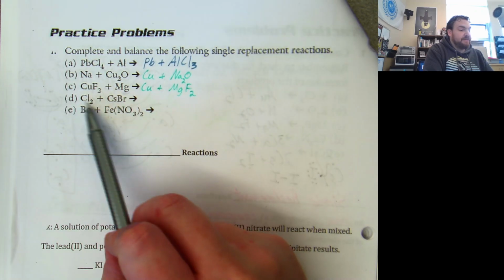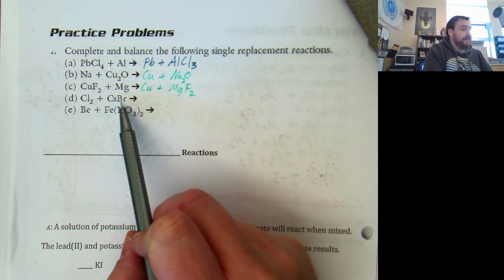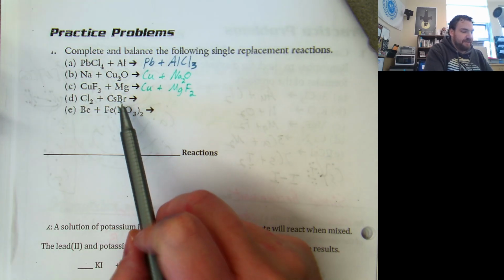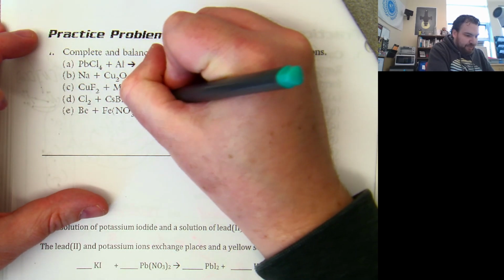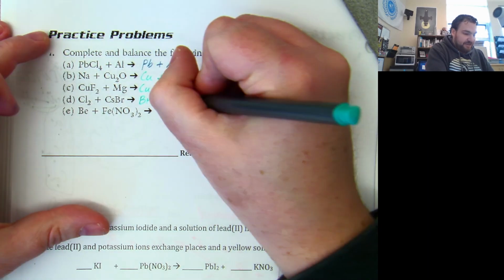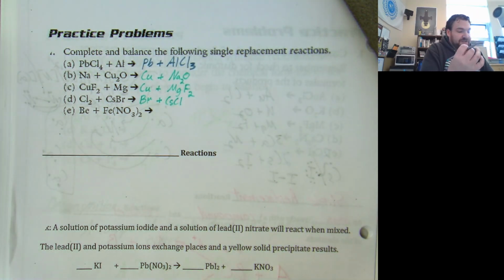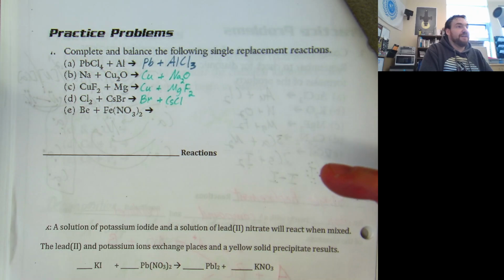In letter D, the chlorine is going to swap with the Br, the bromine, because chlorine is negative, bromine's negative. So the bromine is going to go out on its own, and it's going to be CsCl, because cesium is +1, chlorine's -1. What do I have to fix yet in this thing?